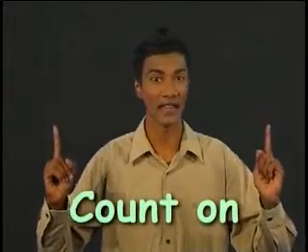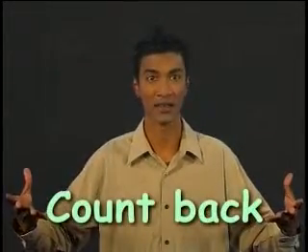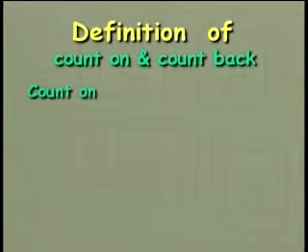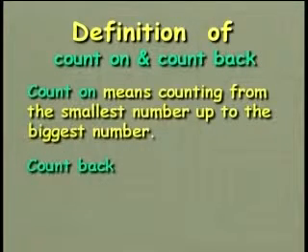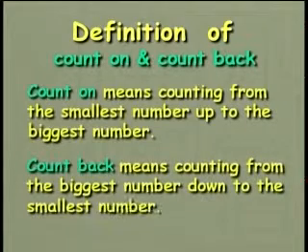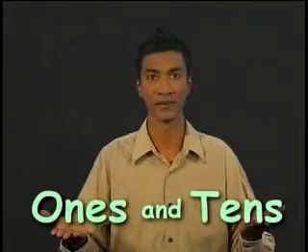Let's revise what we learned earlier. We learned about count on and count back. Count on means counting from the smallest number up to the biggest number. Count back means counting from the biggest number down to the smallest number. We also learnt about counting in ones and tens. Now, let's look at some examples.